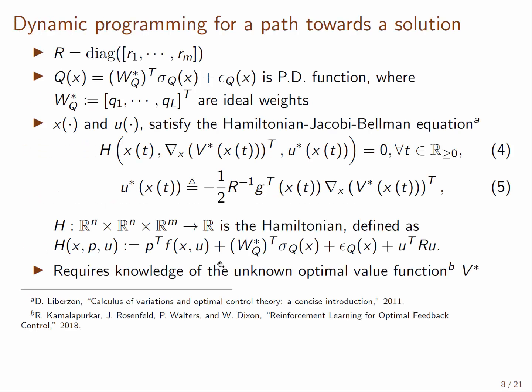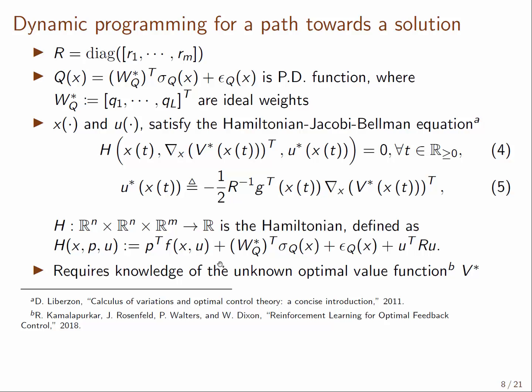So, to solve this problem, let's assume that R is a diagonal matrix and the function Q can be represented using a neural network as given in the second bullet there with some function approximation error epsilon sub Q. Now, if x and u are the optimal state trajectory under the optimal controller, so the measurements x and u are coming from the optimal state trajectory and optimal controller, then they satisfy the Hamilton-Jacobi-Bellman equation, which is given in 4, and the controller, which is an optimal feedback controller, is related to the state by the equation in 5.